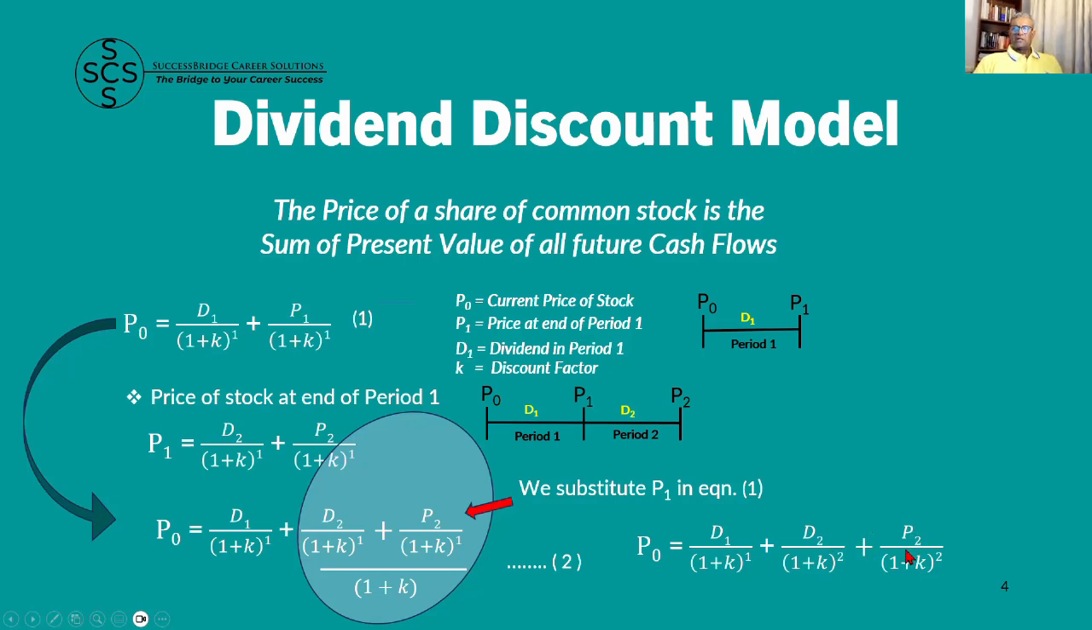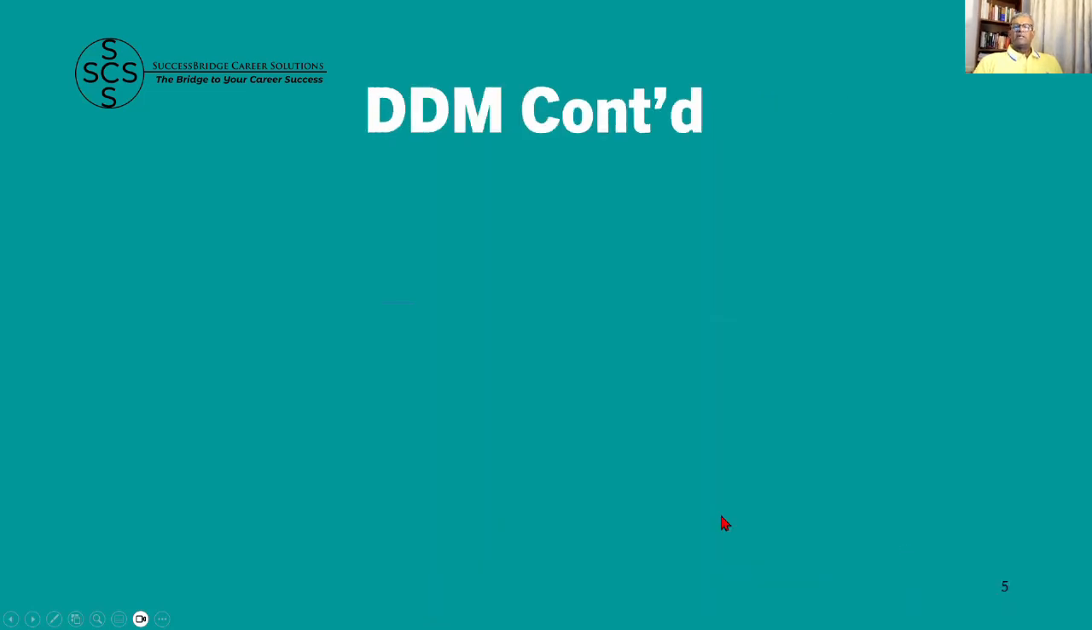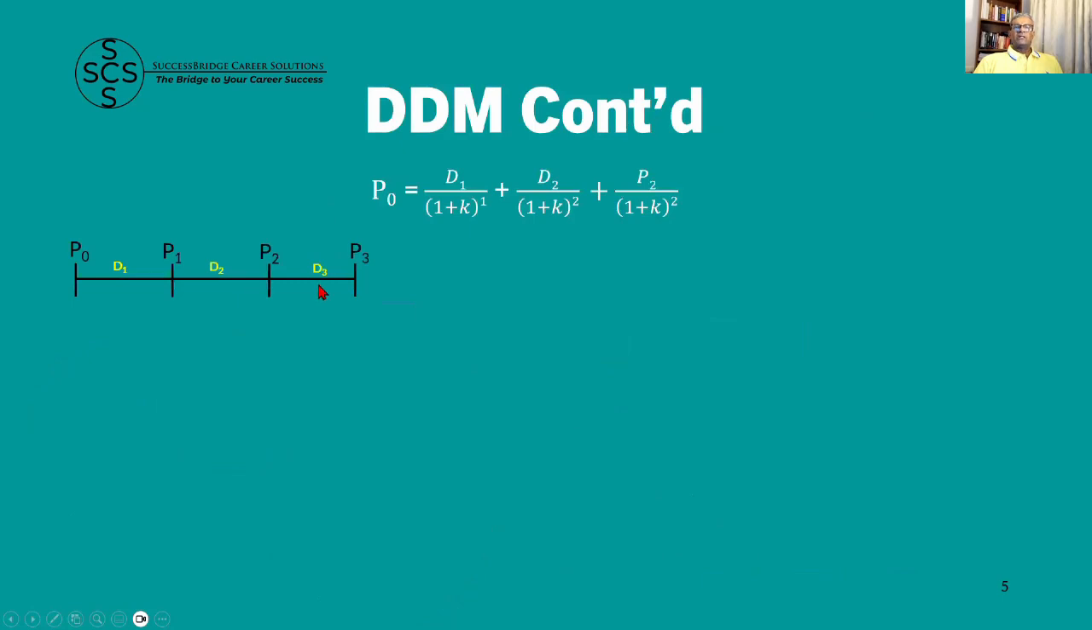Okay, so now let us take this further to a three period scenario. D1, D2, and D3 are the dividend payments in periods 1, 2, and 3, and similarly the prices of the stock at the end of each period.